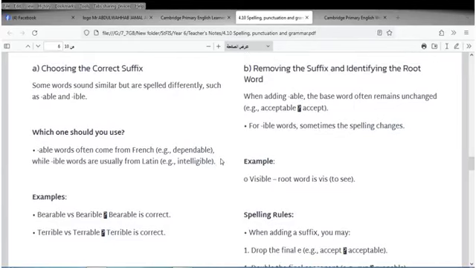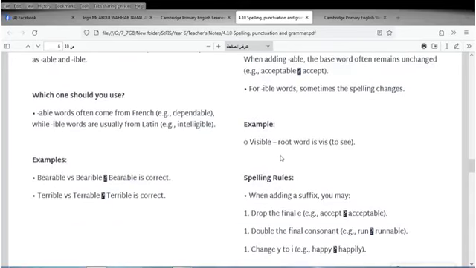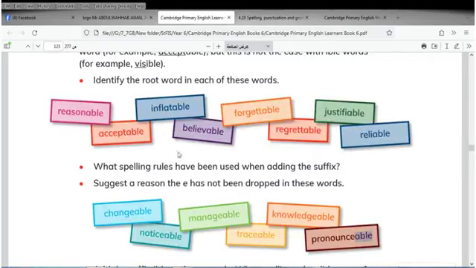Now, do we have any spelling rules? Rules are simple. When you are adding a suffix to the root word, you have to drop the final E in case you have the IBLE. Okay? So in these cases, believe, you will remain believable.